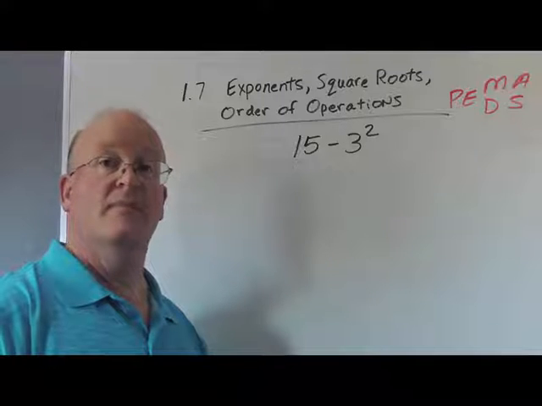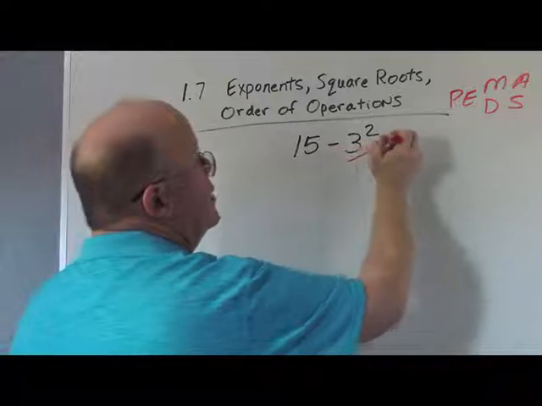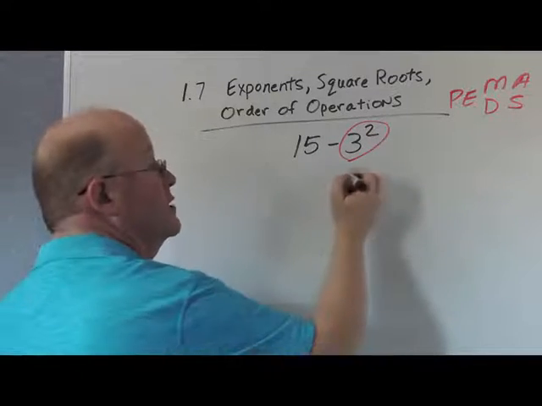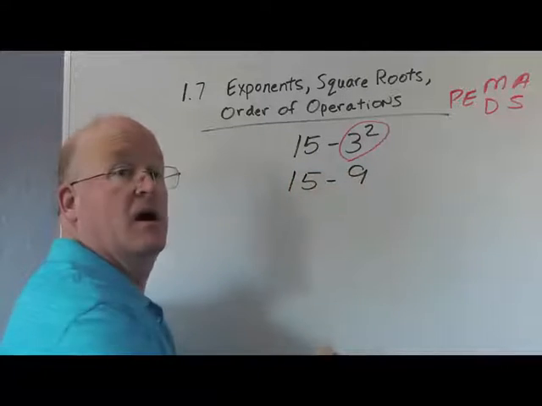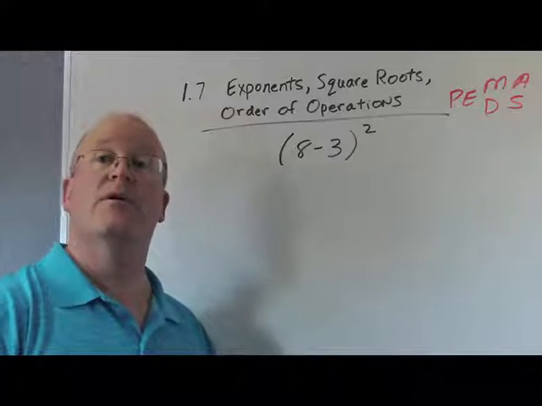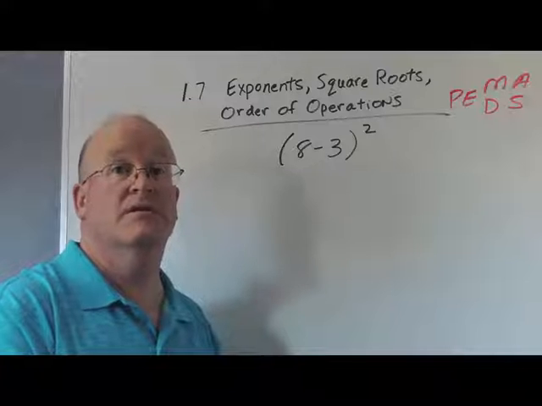In this next problem, there are no parentheses, but we do see an exponent, and we know to do that 3 squared first. 3 squared, 3 times 3 is equal to 9, and so we have 15 minus 9, which is equal to 6. In this next problem, there are parentheses, and that says do what's inside the parentheses first.